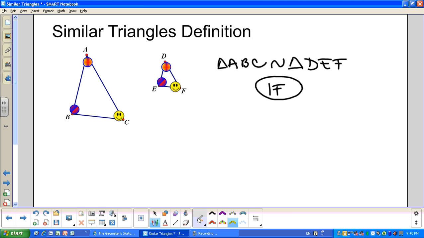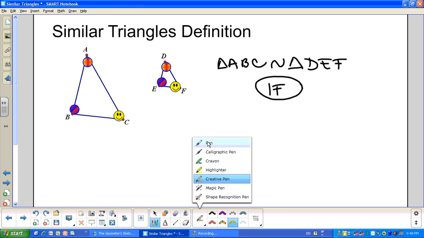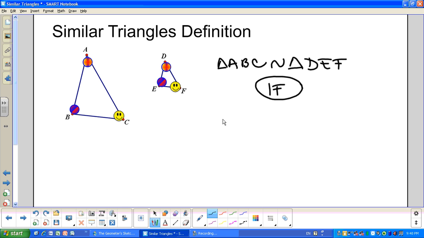So, how do I write that? Angle A is absolutely the same as angle D. Angle B is the same as angle E. And the last one, angle C, is the same as angle F.